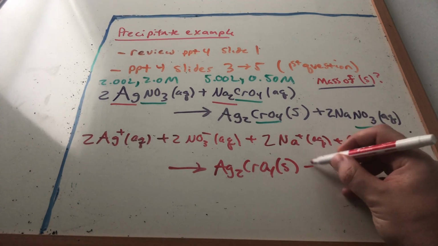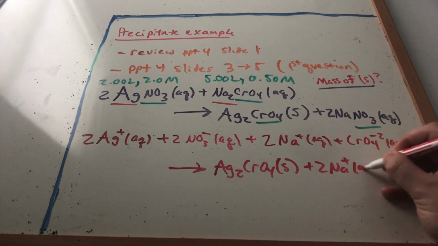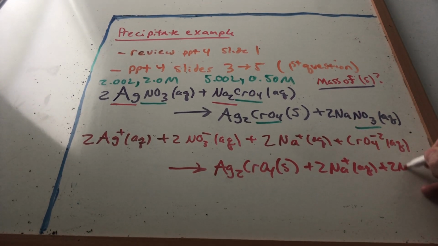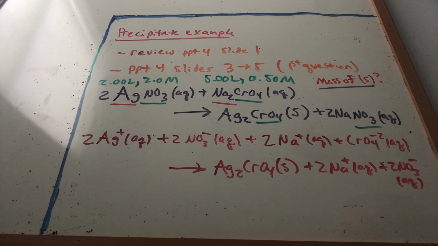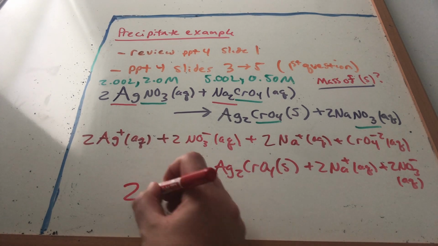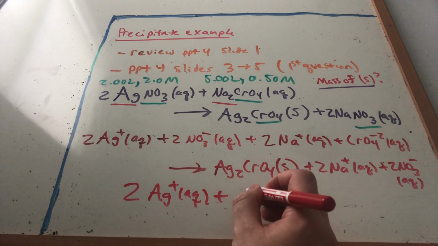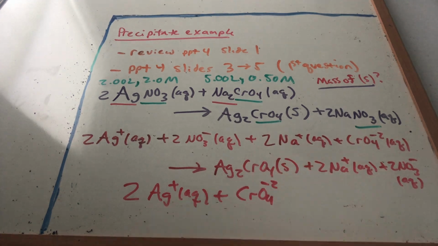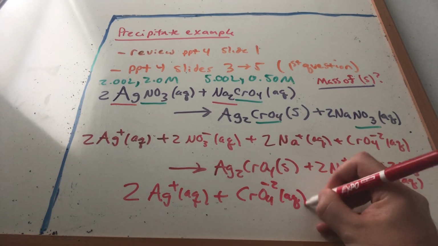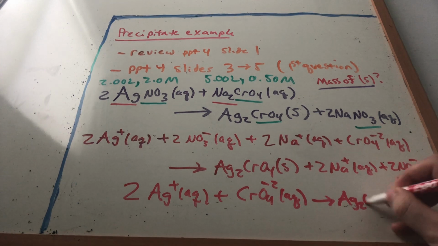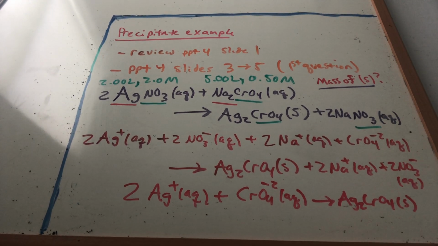And the sodium nitrate breaks into 2 Na+ and 2 NO3-, each of which are aqueous. And so now we try to identify the spectator ions. Sodium hasn't changed and neither has nitrate, so we can cancel those out. And we see that the final net ionic reaction is 2Ag+ plus chromate gives your silver chromate precipitate result.